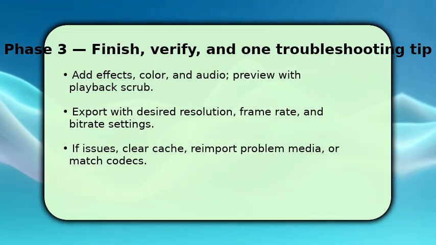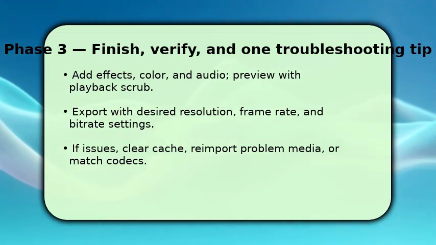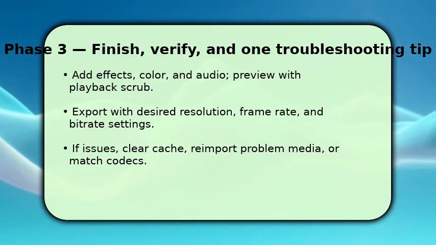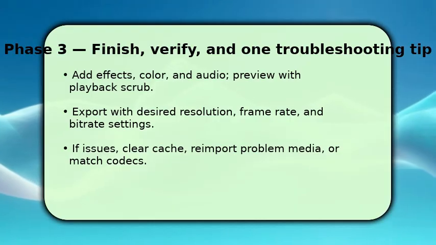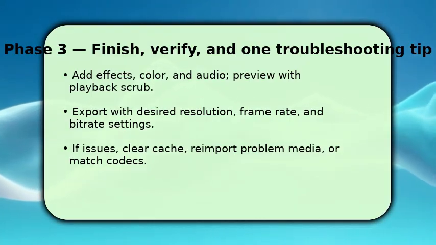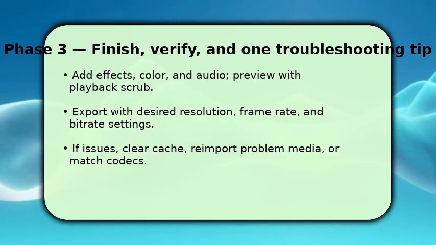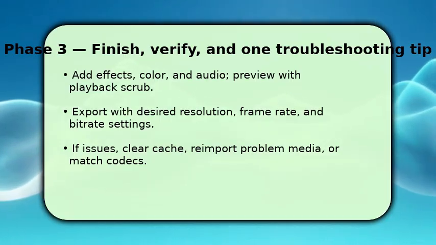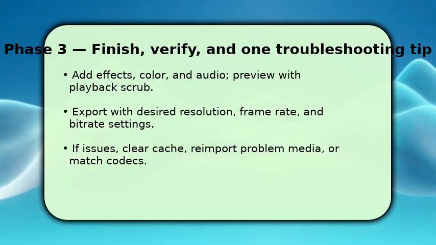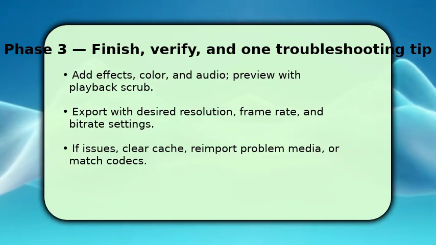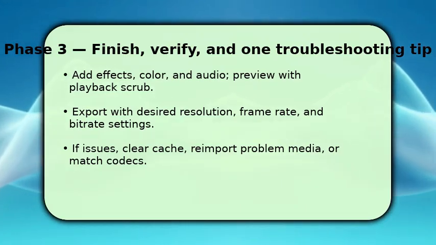When satisfied, tap Export, choose resolution, frame rate, and bitrate. Higher numbers increase quality and file size. If export fails, try clearing Alight Motion cache, re-importing the offending file, or converting the media to a standard codec like H.264. Finally, preview the exported file on device to confirm the output matches your project.